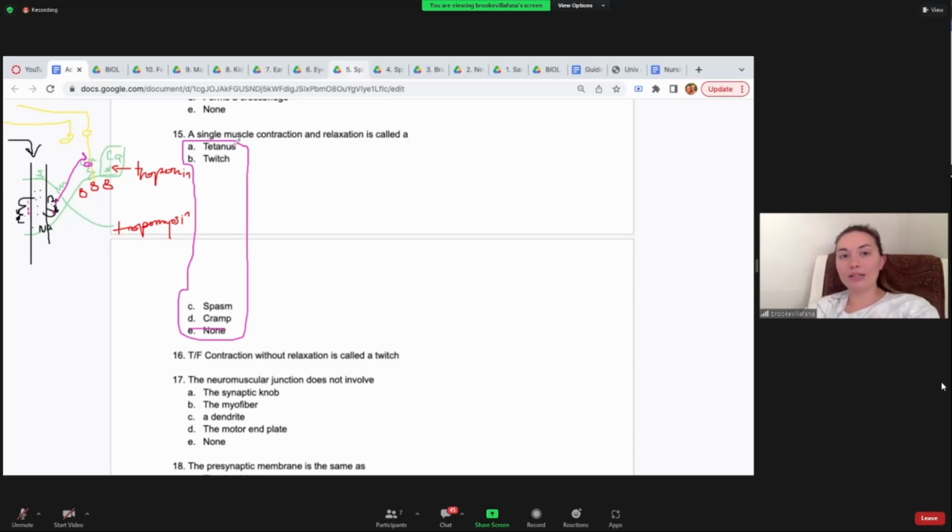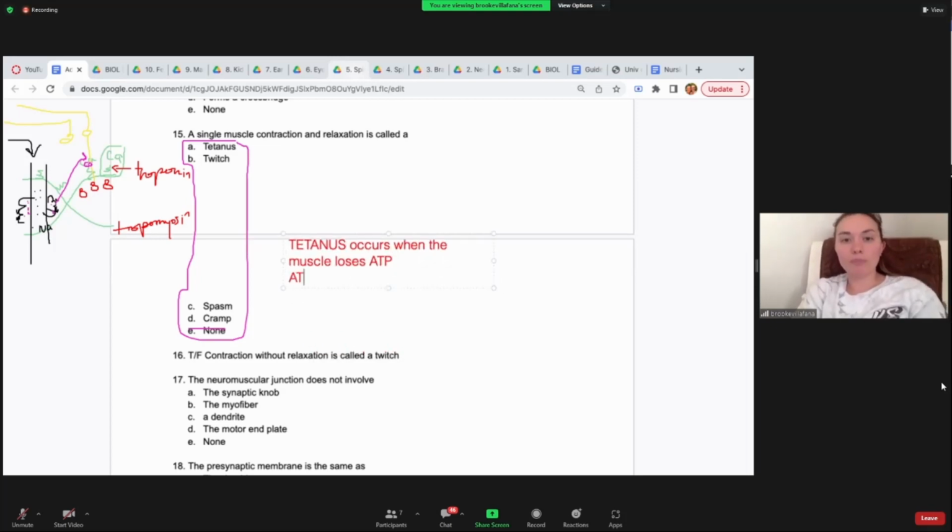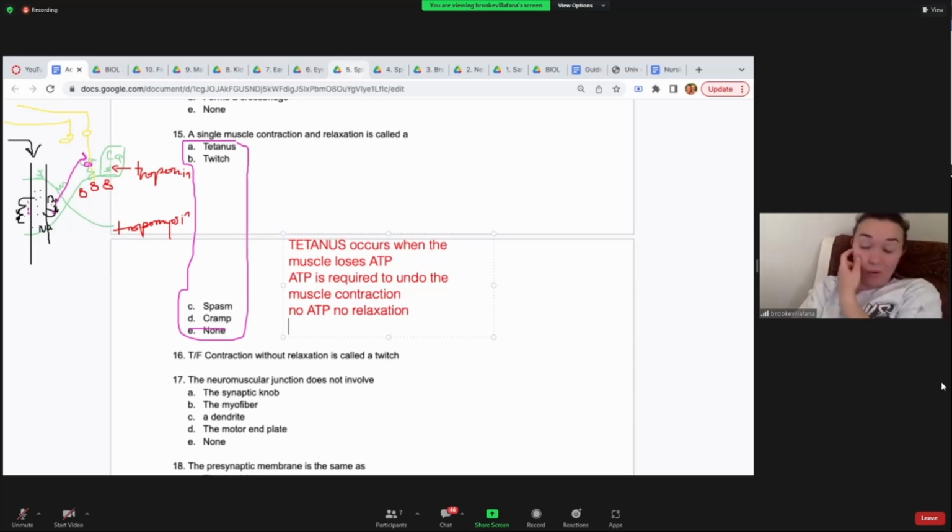So it's A, tetanus, or D, cramp. A and D. Tetanus refers to contraction without relaxation. Tetanus occurs when the muscle loses ATP. So remember, ATP is required to undo the muscle contraction. So if you have no ATP, you have no relaxation, and this occurs in tetanus. I believe tetanus has to do with toxins blocking the receptor sites to make it relax, but no ATP. I don't really know much about tetanus, honestly.